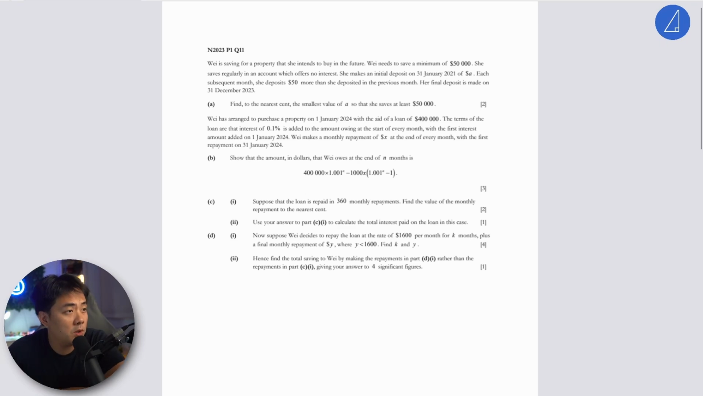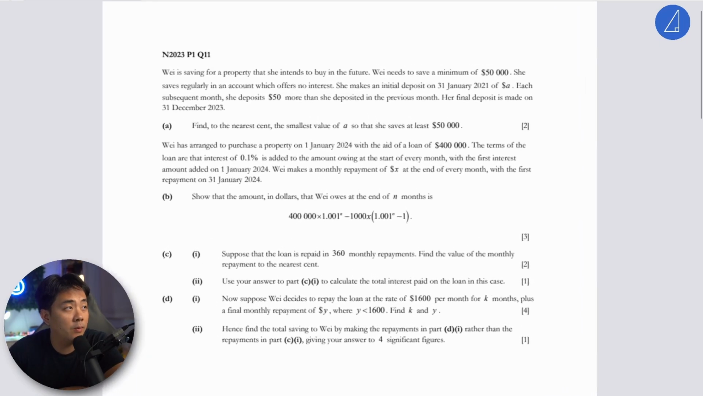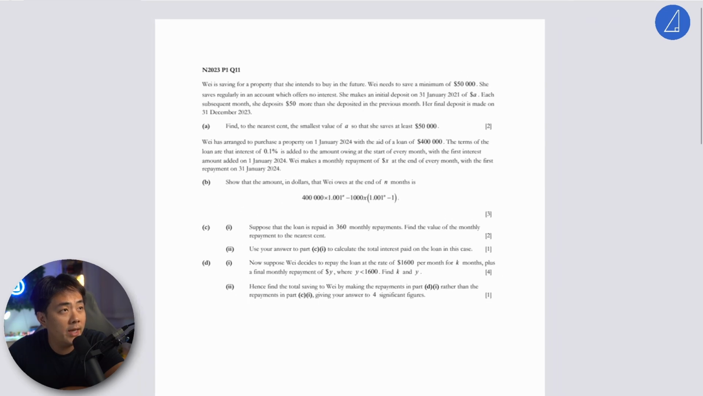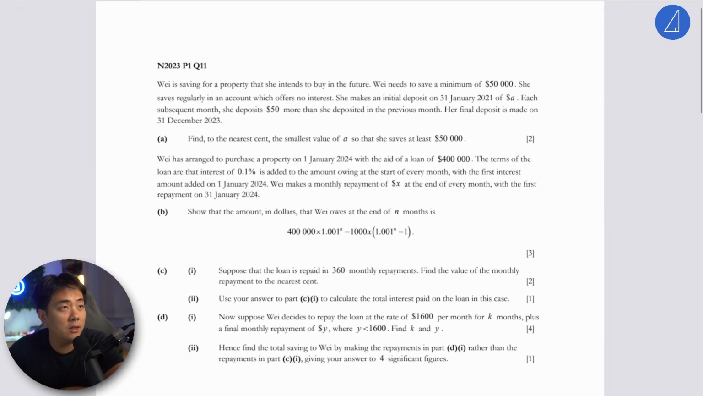Hi students, let's look at this question which was taken from the year 2023 Paper 1 Question 11. So this question is on AP GP, I believe. Wei is saving for a property that she intends to buy in the future. Wei needs to save a minimum of $50,000.